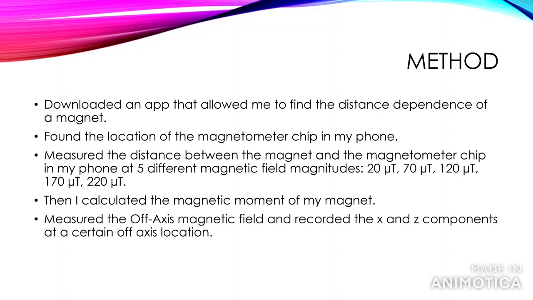distance dependence of a magnet and the magnetic field of a magnet. Then I found the location of the magnetometer chip in my phone, and I measured the distance between the magnet and the magnetometer chip in my phone at five different magnetic field magnitudes: 20 microteslas, 70, 120, 170, and 220 microteslas. Using this information and the equations I mentioned previously, I calculated the magnetic moment of my magnet, and lastly, I measured the off-axis magnetic field at several different points and recorded the x and z components of the magnetic field at that location.